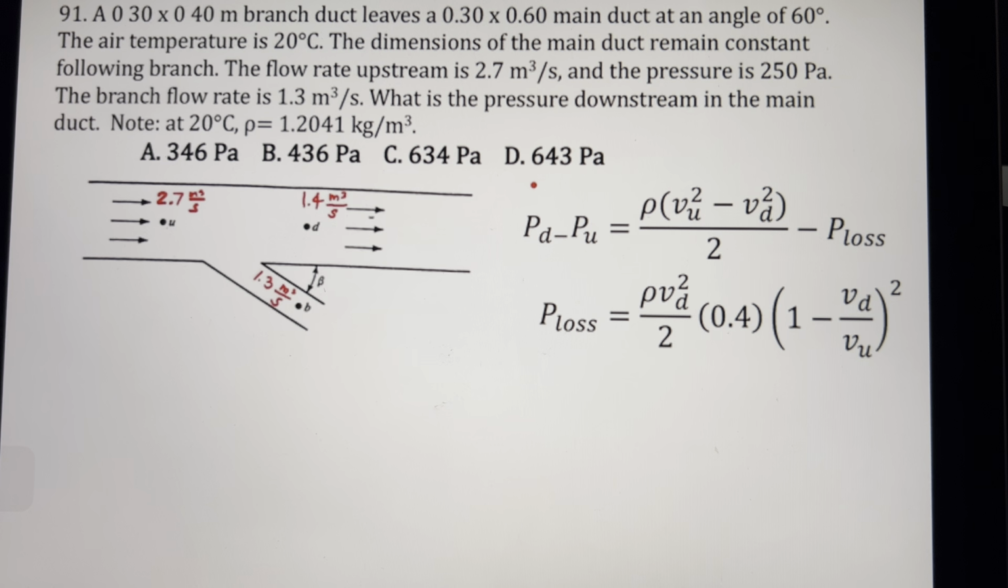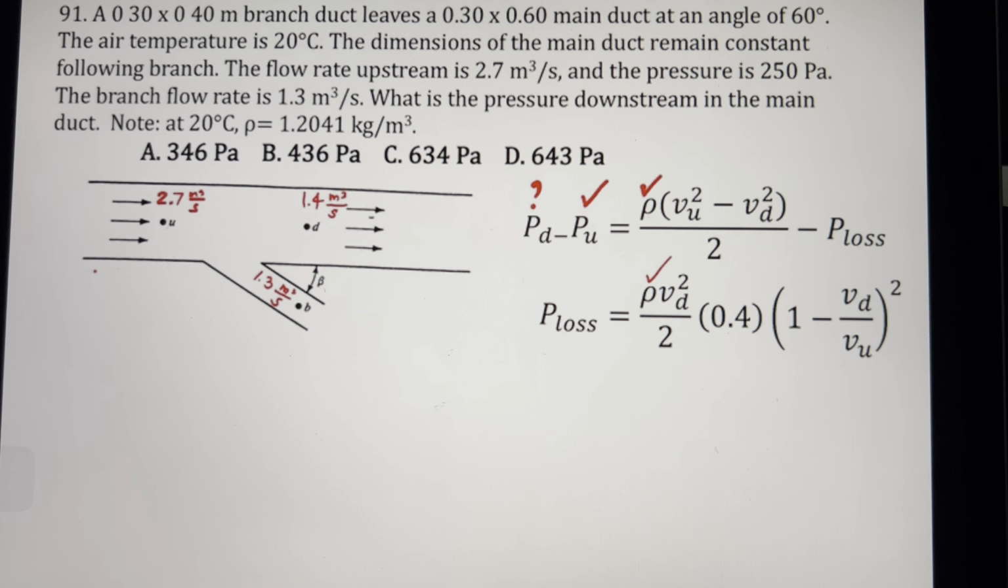Okay, so let's identify our given. Our unknown is the downstream pressure. We have the upstream pressure is 250 Pascal. We have our density, and for our pressure loss, density is also required. But we don't have yet our upstream and downstream velocities. So before finding our downstream pressure, we must identify first our velocities at the upstream and at the downstream. As you can see, our volume flow rates are provided, as well as the dimensions of our ducts.